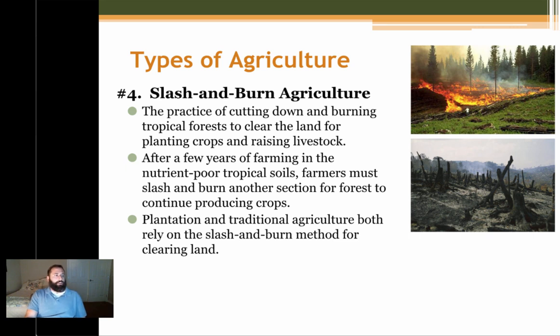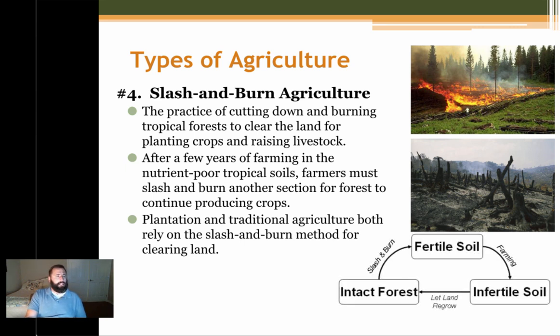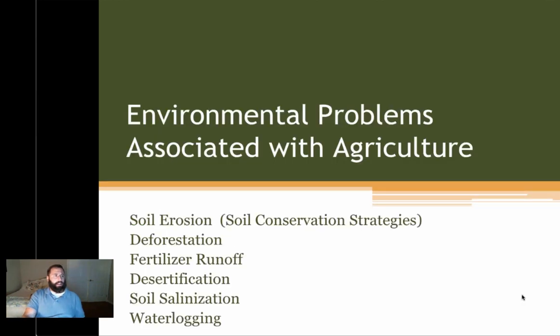Traditional agriculture from the previous slide and plantation agriculture both rely on slash and burn methods for clearing land. Here's a nice little infographic. If you don't have this in your notes, make sure you have it. If you start out with an intact rainforest, kill everything, burn it, you get fertile soil, farm it all the way down to there's nothing left, right? You get infertile soil again, let the land regrow, you have an intact forest, slash and burn, it just keeps going, right? All right, let's talk about some of these environmental problems associated with agriculture.